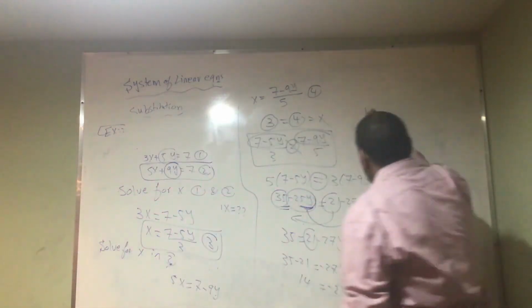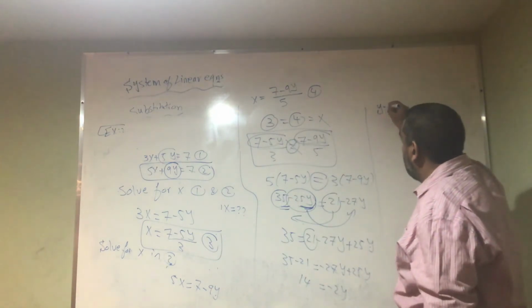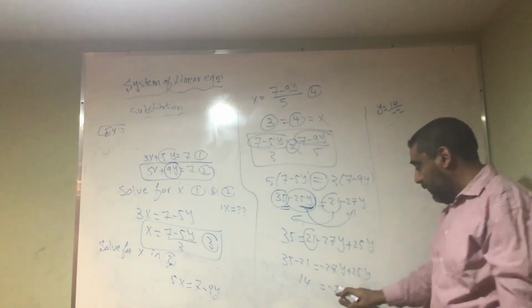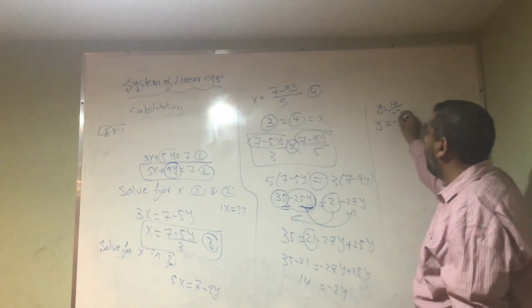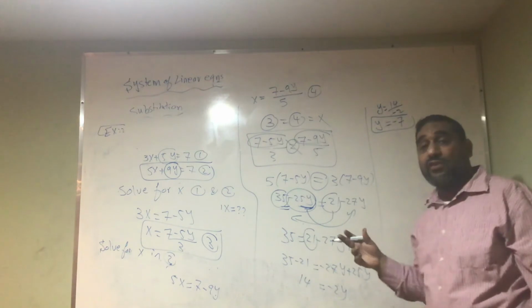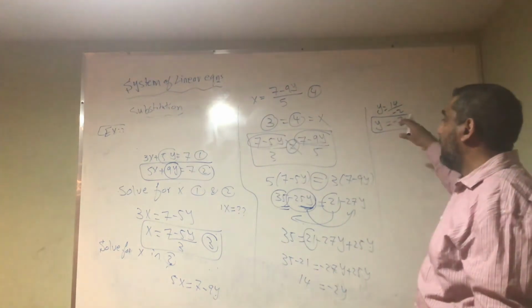Then go ahead and solve that for y. You will have 14 divided by minus 2, divided by minus 2 both sides. So what did you get? You get minus 7. So your y here equals minus 7. Remember, I need to solve to get x and y. What I did here, I got y.